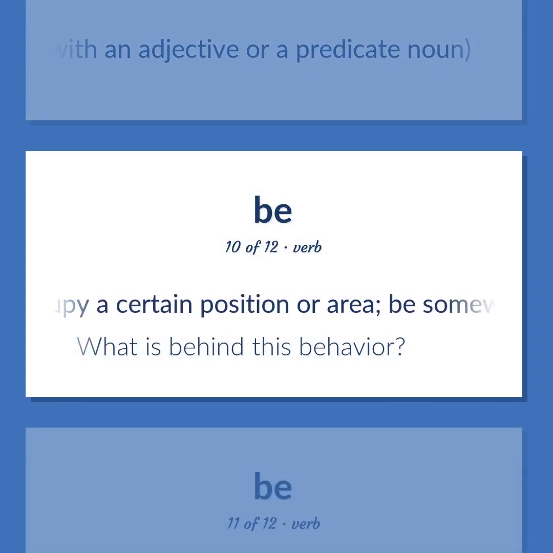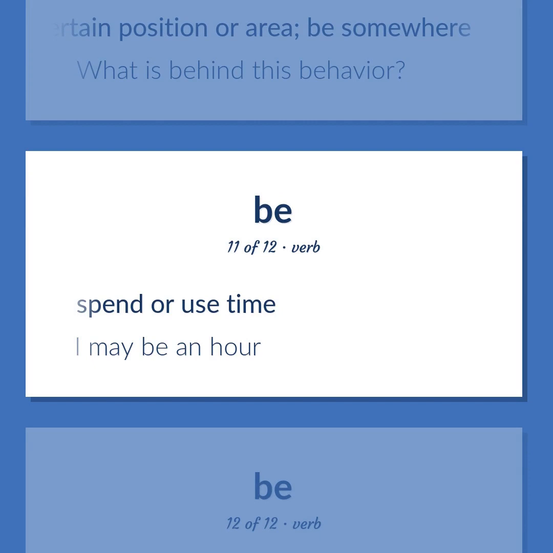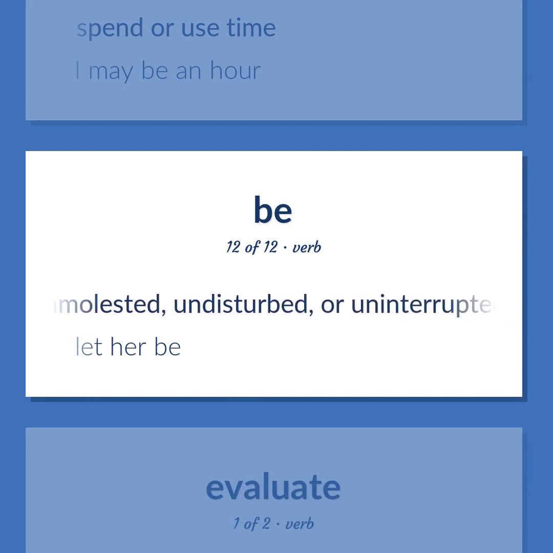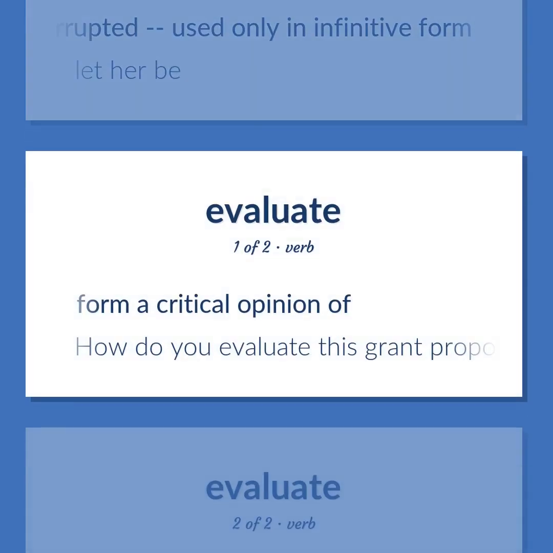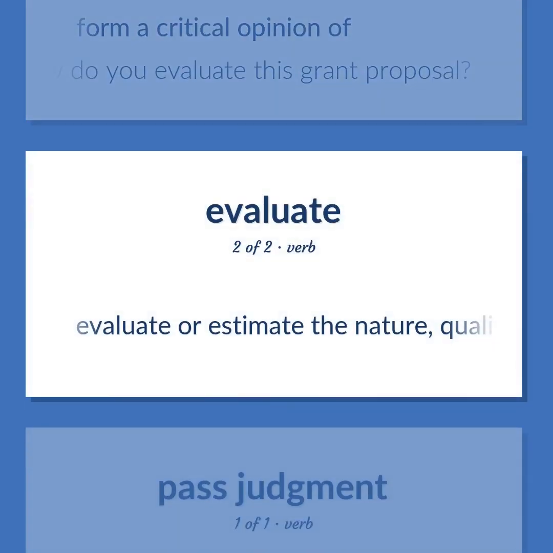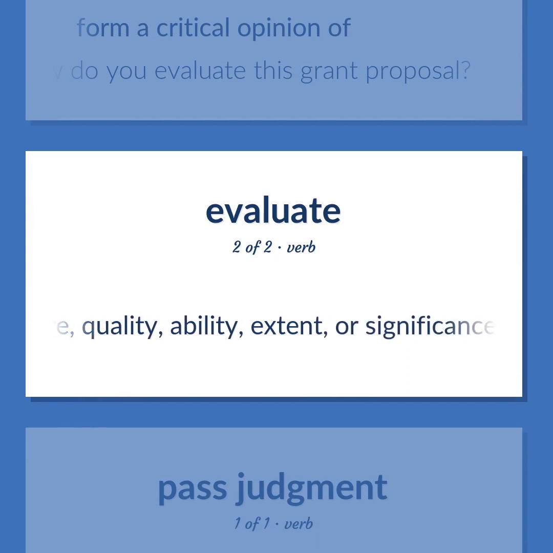Occupy a certain position or area, be somewhere. What is behind this behavior? Spend or use time. I may be an hour. To remain unmolested, undisturbed, or uninterrupted, used only in infinitive form. Let her be. Form a critical opinion of. How do you evaluate this grant proposal? Evaluate or estimate the nature, quality, ability, extent, or significance of.